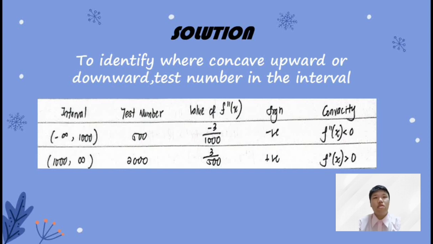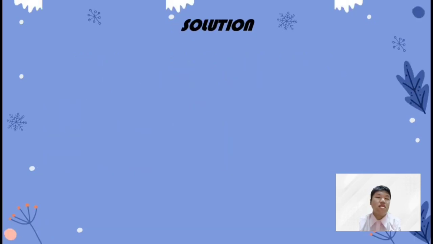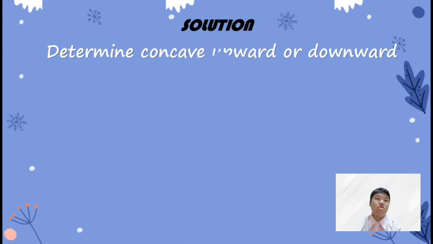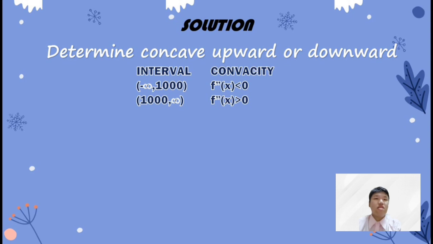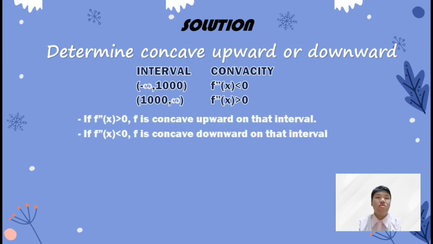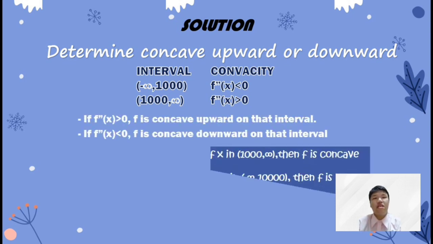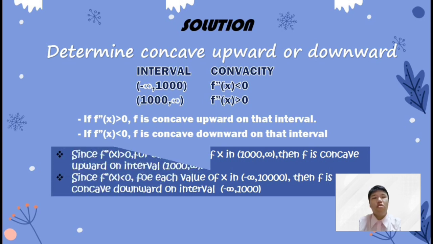We can determine concave upward or downward. Since the second derivative of f(x) is more than 0 for each value of x in 1000 to positive infinity, f is concave upward on the interval 1000 to positive infinity. Since the second derivative of f(x) is less than 0 for each value of x in negative infinity to 1000, f is concave downward on that interval.